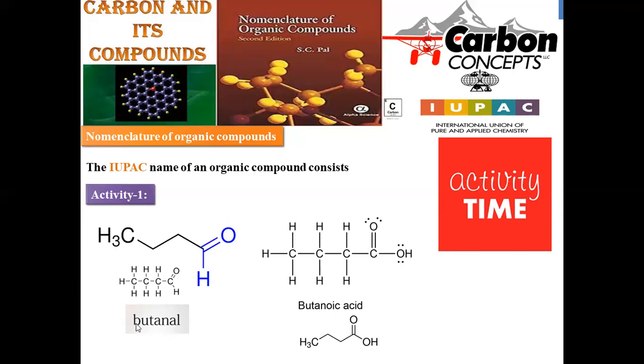So we need not mention the first position, because only when it is located at the second, third, fourth position do we have to assign 2, 3, 4 like that. But the first carbon need not be mentioned. So here it will become butanal, not butanol. Nol is hydroxy, al is aldehyde, right?